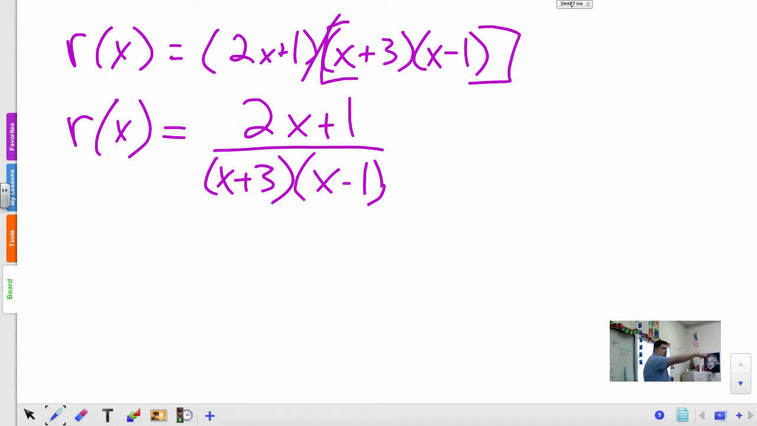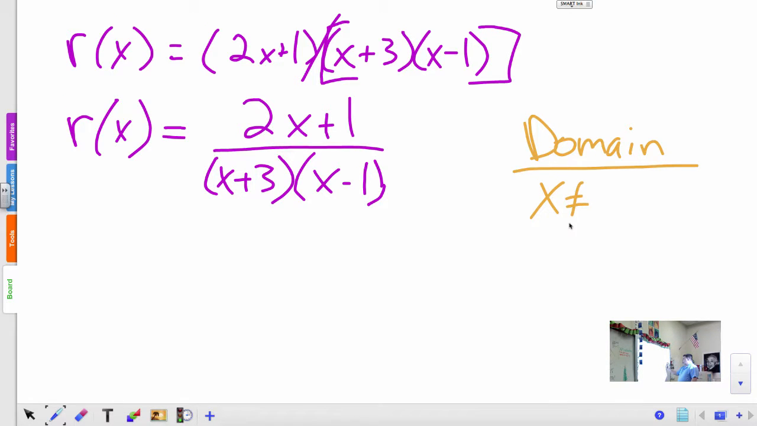She had her hand up. I was pointing to her, but you're right. Domain. The domain can be restricted when the denominator equals 0. So what this tells me is, when we talk about the domain, x cannot equal -3 and x cannot equal +1. Because that makes this equal to 0 and that makes this equal to 0. So if either one of these equals 0, then the fraction is undefined.